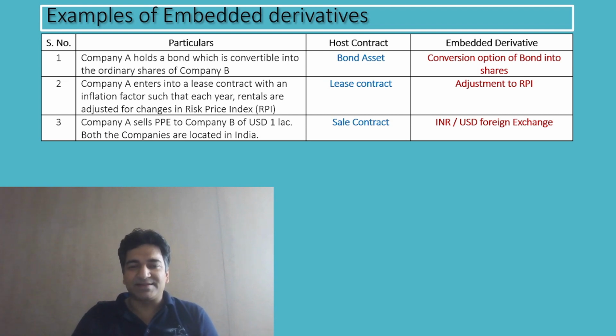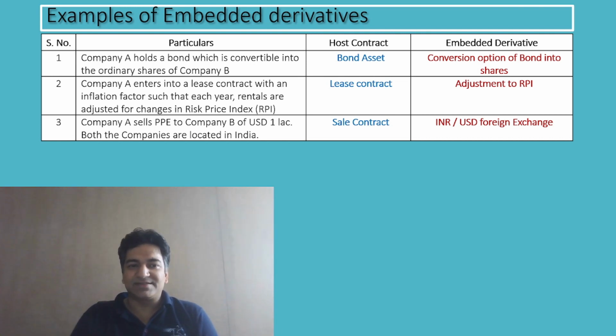Let's take another example. Company A enters into a lease contract with an inflation factor such that each year rentals are adjusted for changes in the retail price index, that is RPI. In this example, the lease contract is the host contract and the adjustment to RPI, the retail price index, is the embedded derivative.